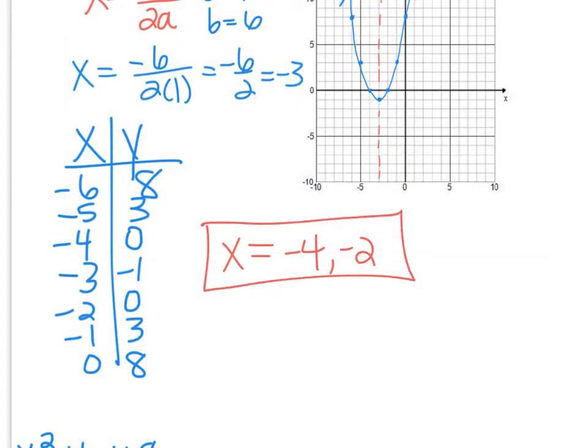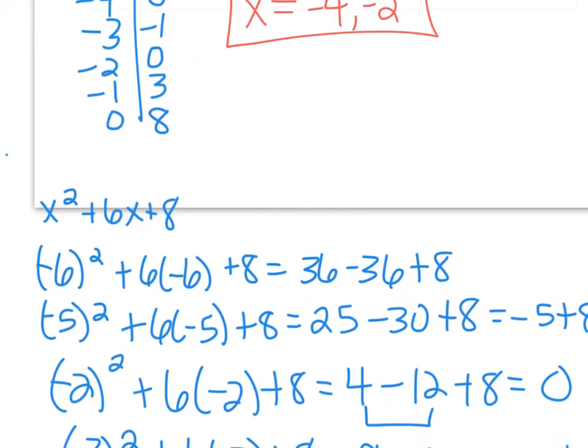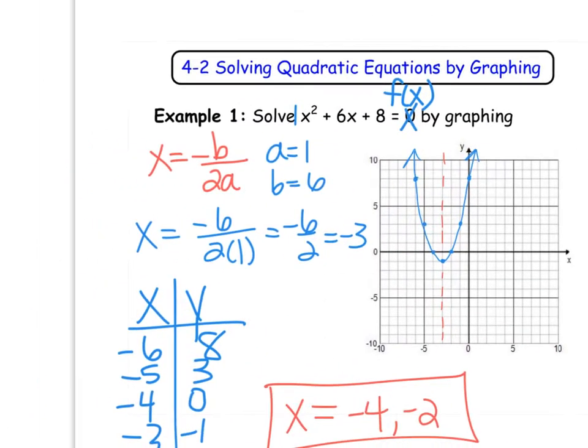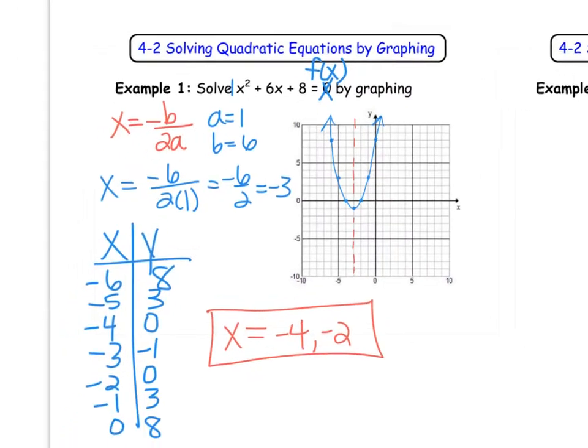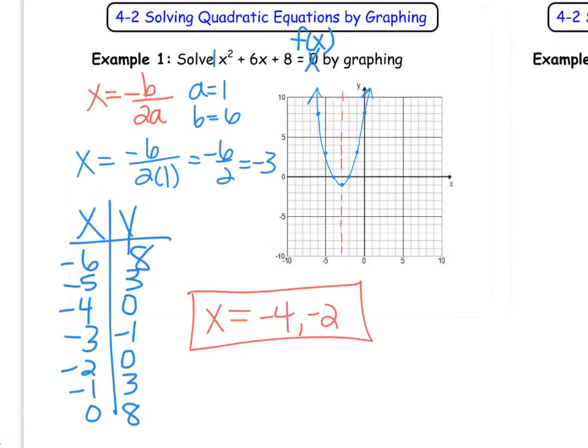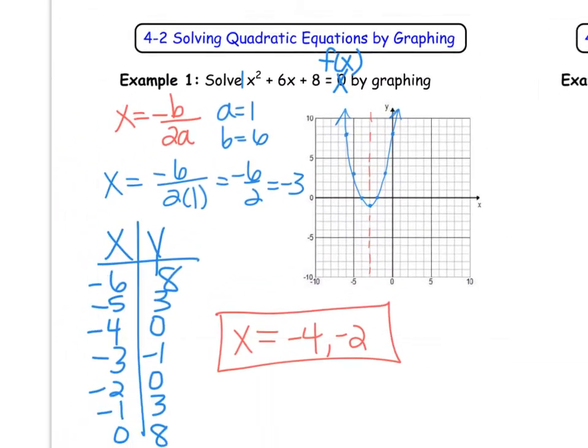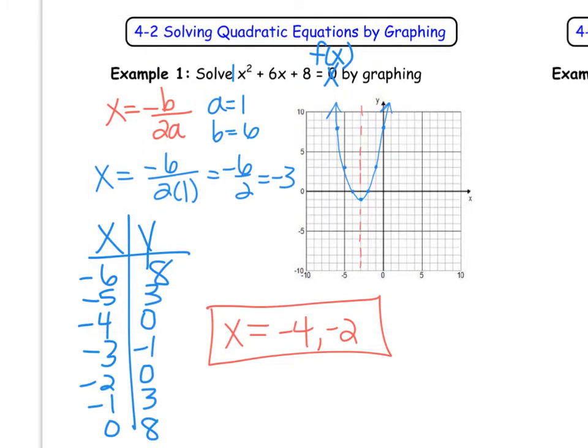So when you plug those back in, we already did it down here, but when you plug those back in, it should make a true statement. When you plug in negative 4 for both x's and evaluate, you should get 0. When you plug in negative 2 for both x's and evaluate, you should also get 0. So again, your answers to all of these are your x-intercepts. So you're going to graph the function and then identify the x-intercepts.